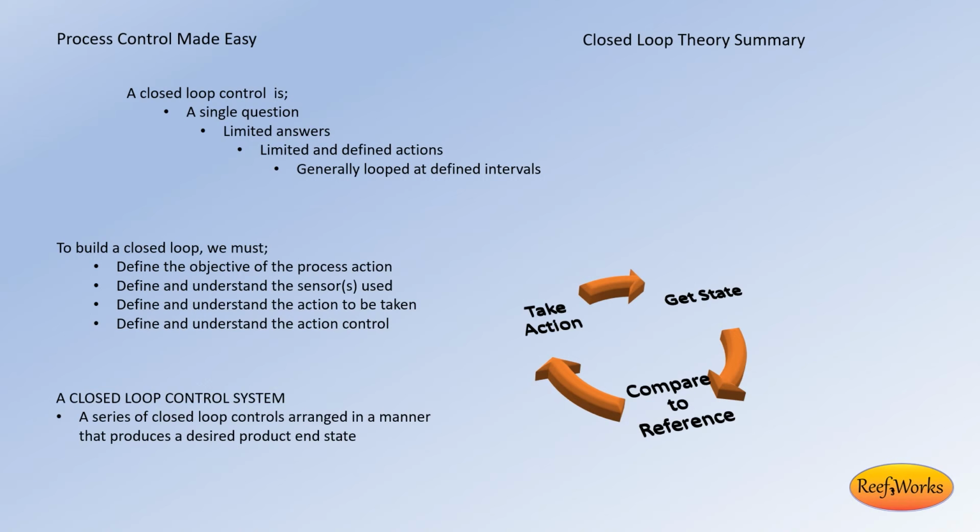So a closed loop control system is really just a series of closed loop controls arranged in a manner that produces the desired end state. That's really all there is to a closed loop control system.